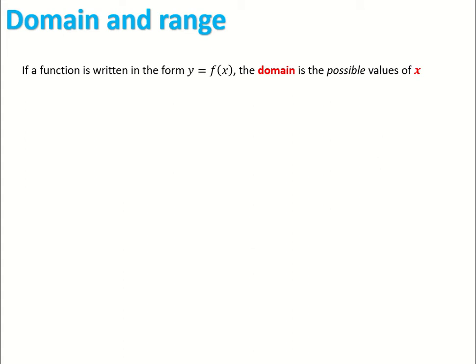But when we're talking about the domain, we're talking about the possible values of x. We're going to put x values in, and there'll be certain ones that just don't work. Depending on what the function is, there'll be certain values that if we put x in, the function just won't work. It just won't compute.